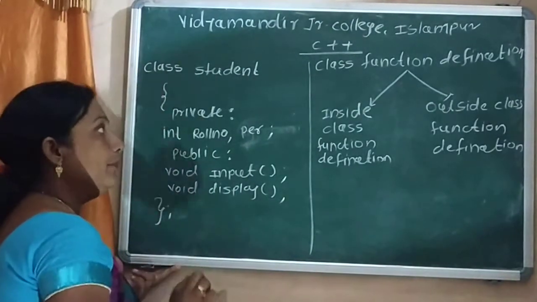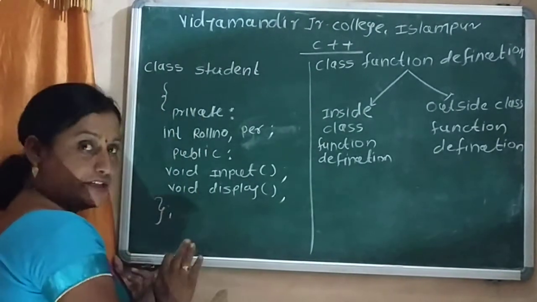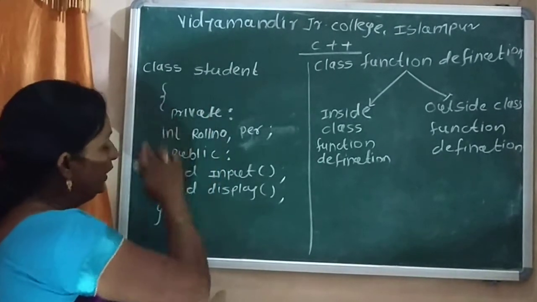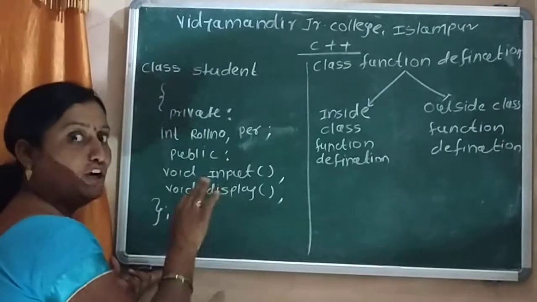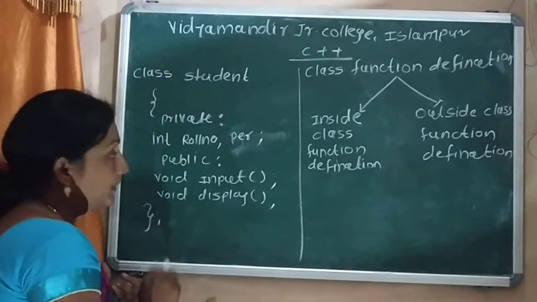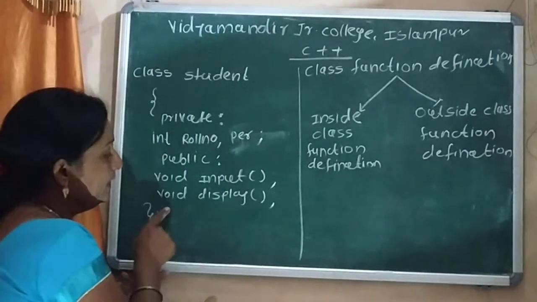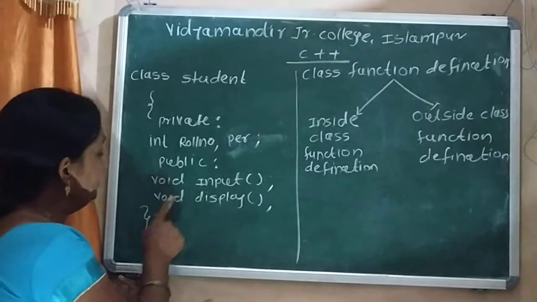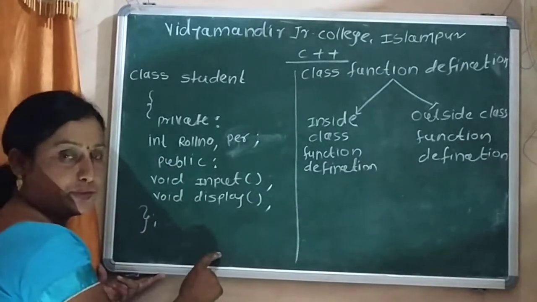The variables as well as functions declared in the private section are used within that class only, or within that class declaration. But the variables and functions declared in the public section can be used outside the class also.